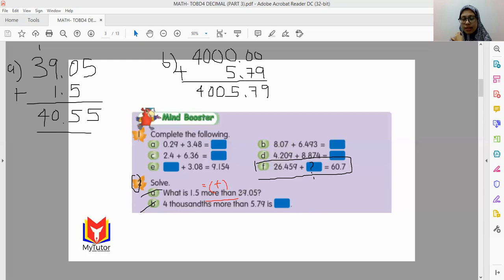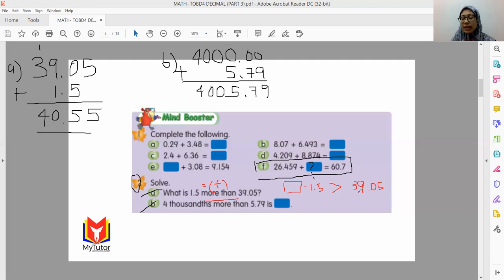The question is really asking about a number. We have a number here that we do not know, but what we know is that this number is 1.5 more than 39.05. So it's a little bit bigger. This number is 1.5 bigger than 39.05.